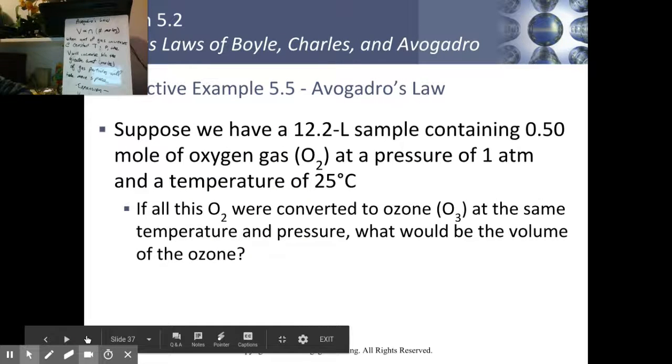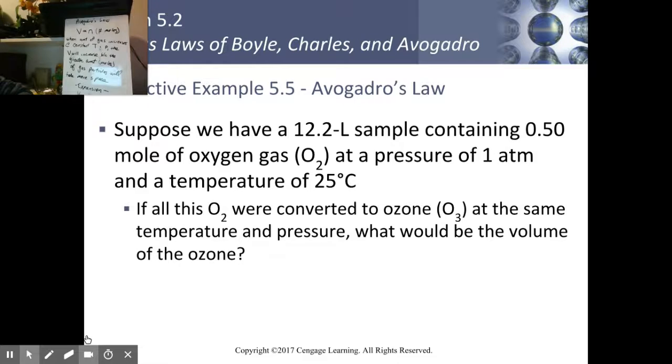Okay, so here's a practice problem. Suppose we have a 12.2 liter sample containing 0.5 moles of oxygen gas at a pressure of 1 atmosphere and a temperature of 25 degrees Celsius. If all of this oxygen was converted to ozone at the same temperature and pressure, what would be the volume of the ozone?